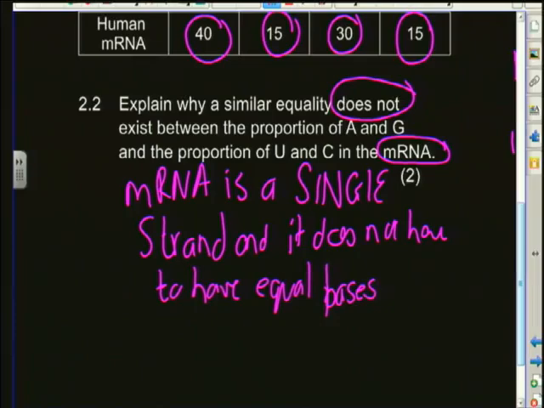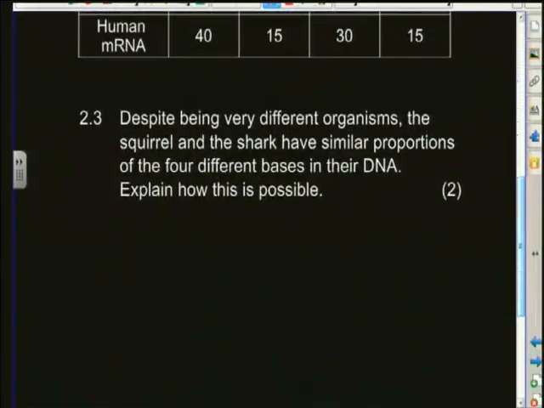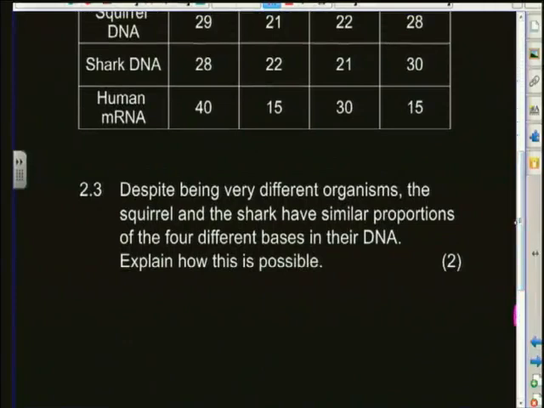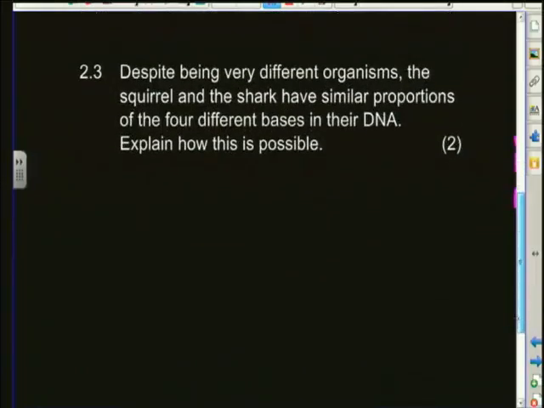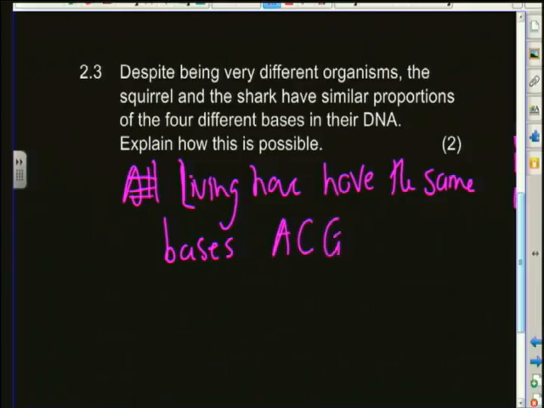Okay, right. Question number 3. Despite being very different organisms, the squirrel and the shark have similar proportions of the 4 different bases in their DNA. Explain how this is possible. I said it to you in the beginning. Living organisms have the same bases. So the squirrel and the shark all have A, C, G, and T.